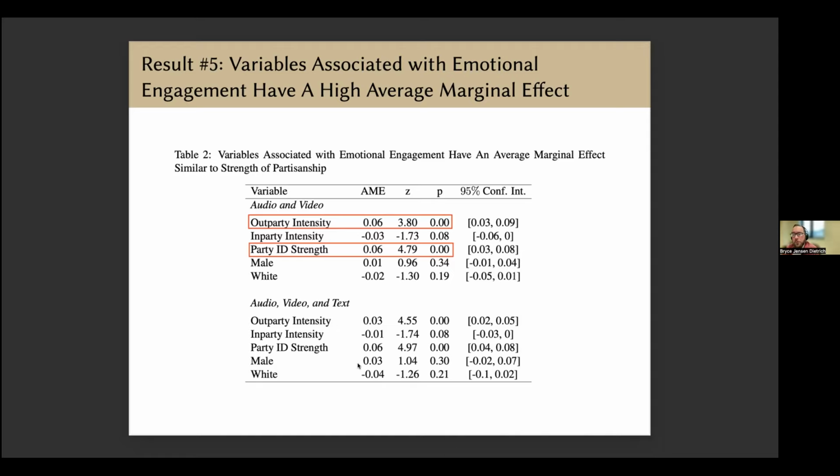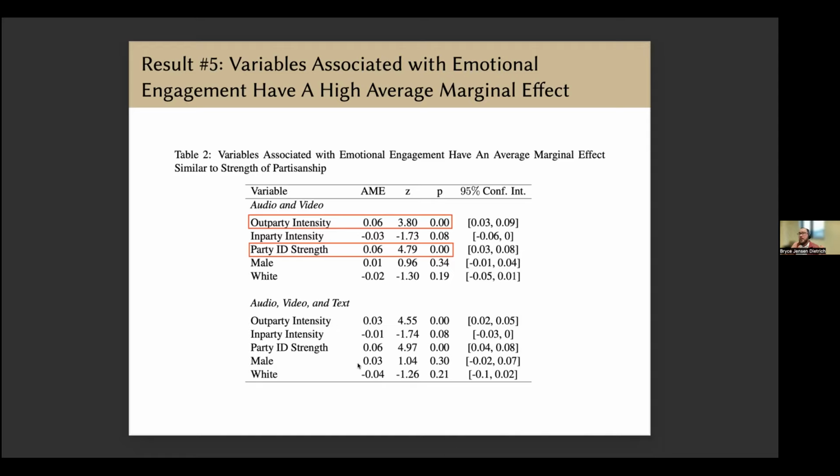The average marginal effect here was estimated using a standardized version of the variables, in which we took each variable, subtracted the mean, and divided by the standard deviation, so everything is on the same scale. What this means is that a standard deviation increase in out-party intensity would increase the probability that somebody votes for their own party by about 6%. The exact same thing is found for party identification strength.